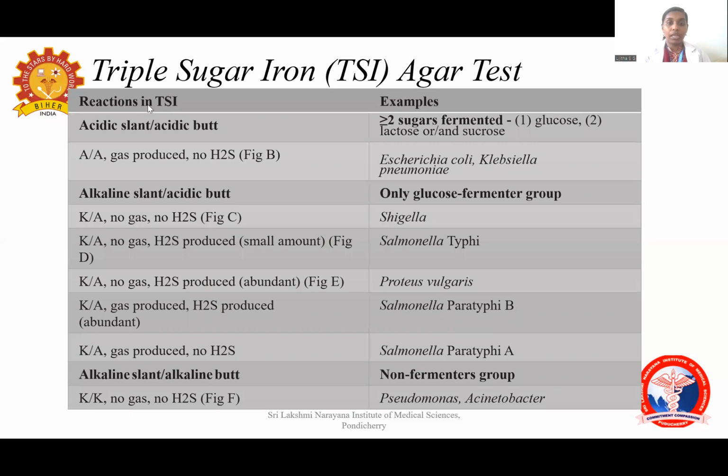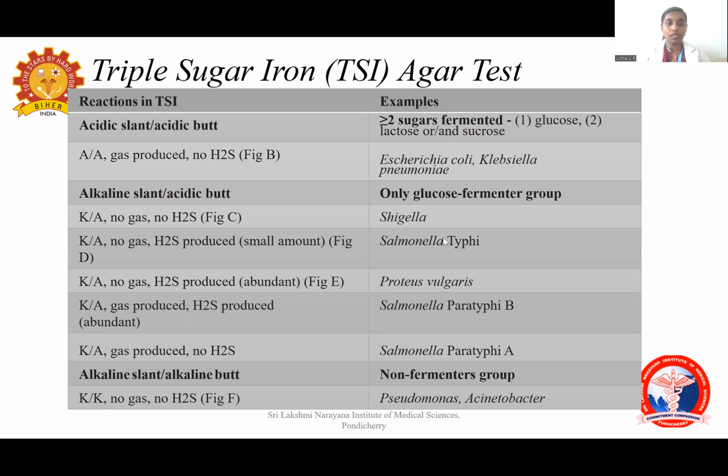Now coming to the examples of each reaction. Acidic slant by acidic butt, A by A, means two or more sugars fermented: glucose, then lactose or sucrose. Examples: A by A, gas produced, no H2S: Escherichia coli, Klebsiella pneumoniae. Then K by A, no gas, no H2S: Shigella.